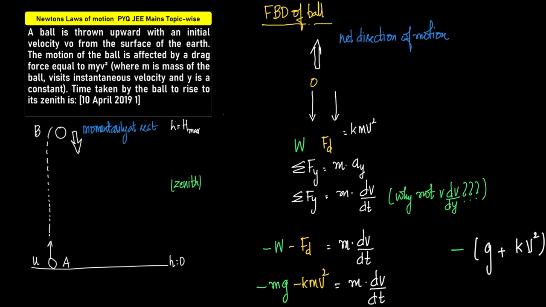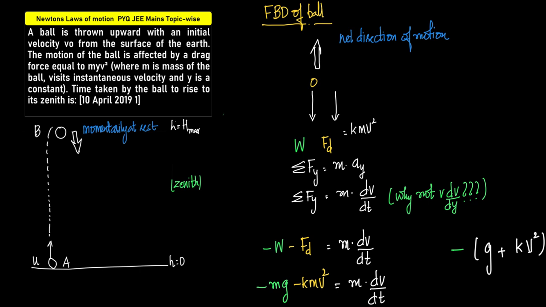So let's try to understand the free body diagram of the ball. We have the ball here. The ball is moving upwards for the motion along AB, so the net direction of motion is upwards. How many forces are acting on it? There are two forces acting on it. One is its weight. Second, it is affected by a drag force, which is a resistive force, so it will be opposing the net direction of motion. The net direction of motion is upwards, so both forces are acting against it, downwards.